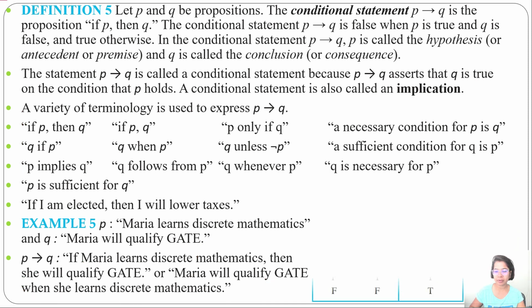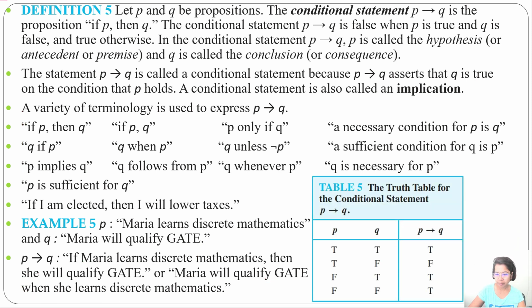Now the truth table for conditional statement. When P is true and Q is false, P implies Q is false, rest it is true. For P true, Q true, it is true. For P false, Q true, it is true. For P false, Q false, it is true. So only it is false when P is true and Q is false.